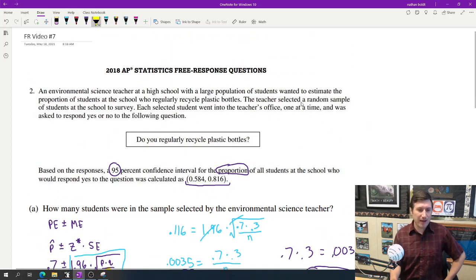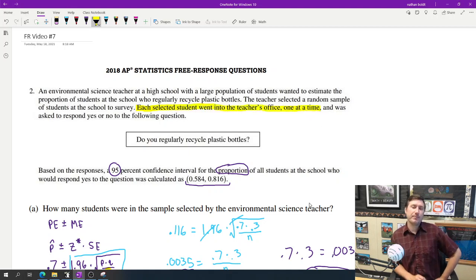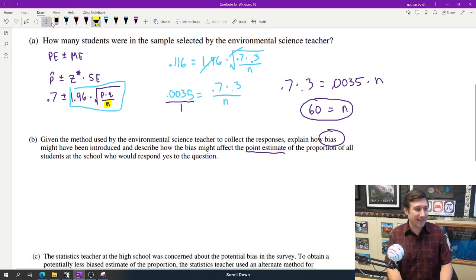Let's see. They took a random sample. That's pretty good. But, oh, here it is. Each selected student went into the teacher's office one at a time. You're in that room one-on-one with the environmental science teacher, and the teacher asks you, hey, do you recycle? There's a good chance that you might lie if the answer truthfully was no.